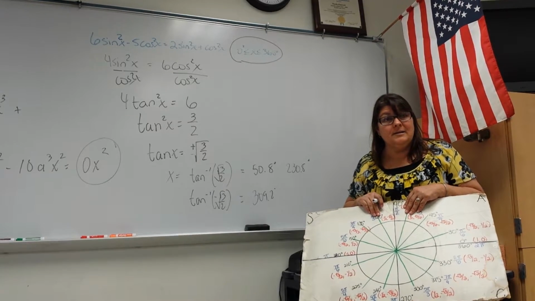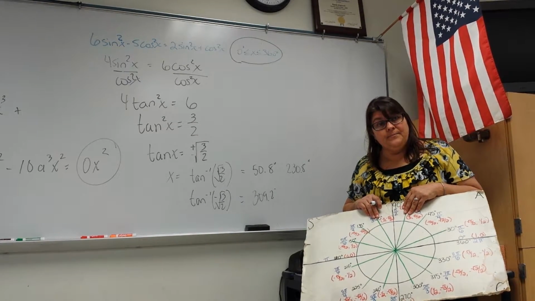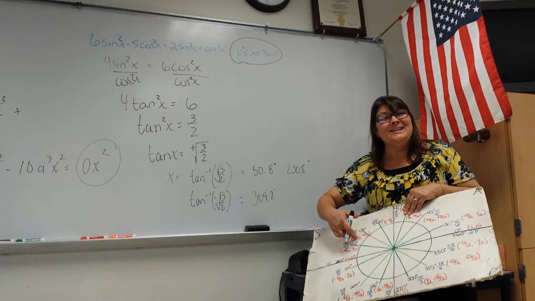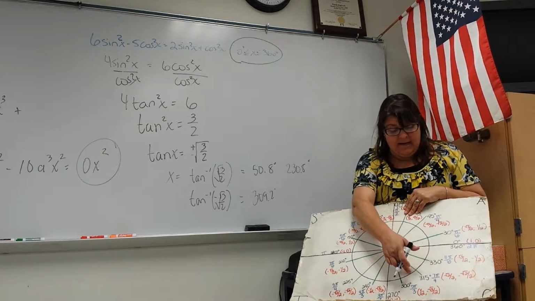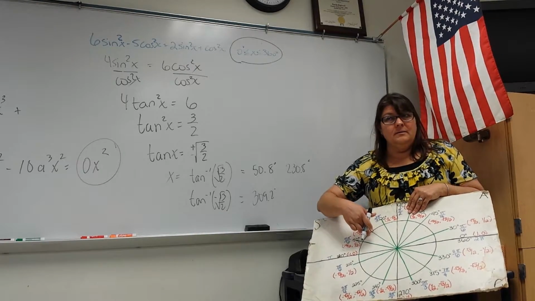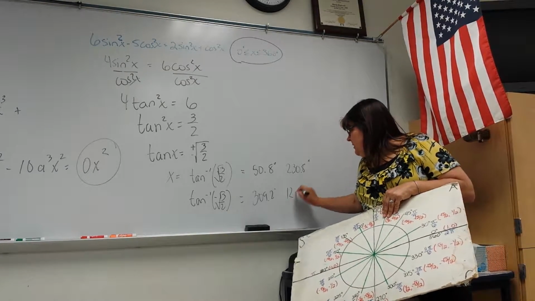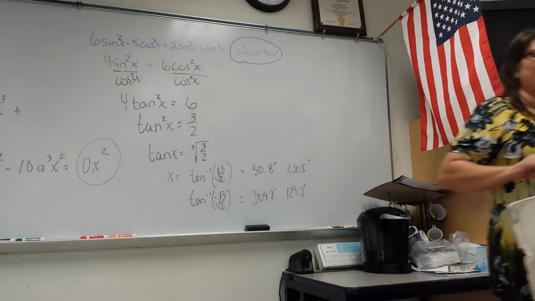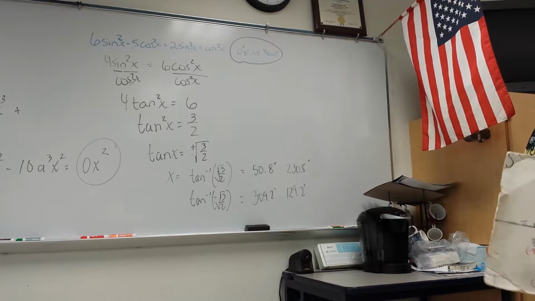Wouldn't you also take negative 50.8 and add 180? And that'll give you your answer in the second quadrant? Yes. So you could take negative 50.8 and add 180. And what do you get when you do that? 129.2. They're not in order, but it doesn't matter. Do you have to make them in order? No, as long as you have all four.